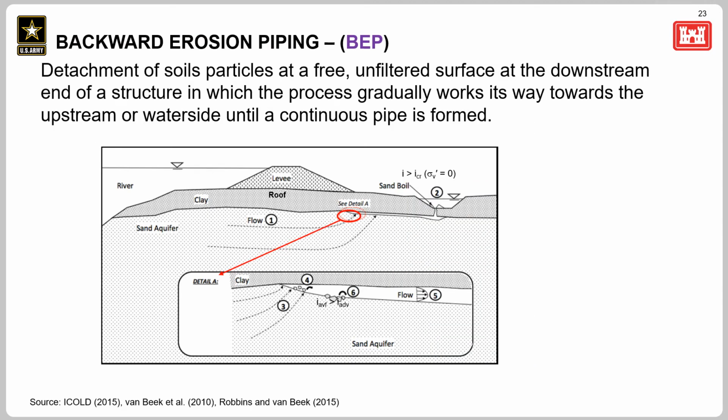Backward erosion piping, or BEP, initiates when soil particles detach and migrate under flow to a free, unfiltered exit. This process gradually works its way toward the upstream or flood side of the embankment or its foundation until a continuous opening, or what we call a pipe, is formed. Backward erosion piping is probably restricted to non-plastic soils or soils with limited plasticity. It mainly occurs in fine to medium sand with a coefficient of uniformity less than about 3 or 4, and that's based on experience and laboratory testing that has occurred in both the US and in Europe.